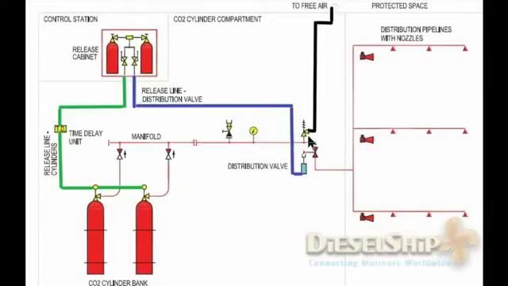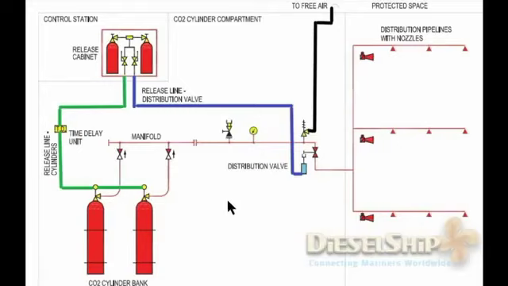After that you have the distribution valve, which is operated through a piston. As this piston pushes up, the valve opens up, and then the CO2 goes to the engine room. And that's it with the simple system.